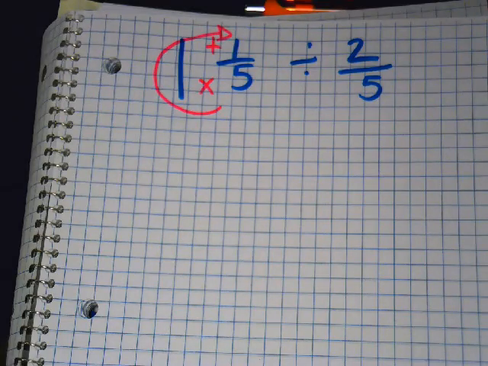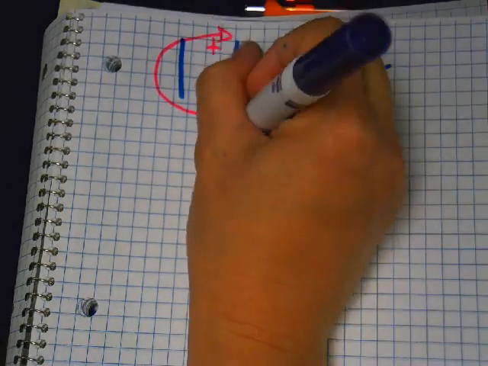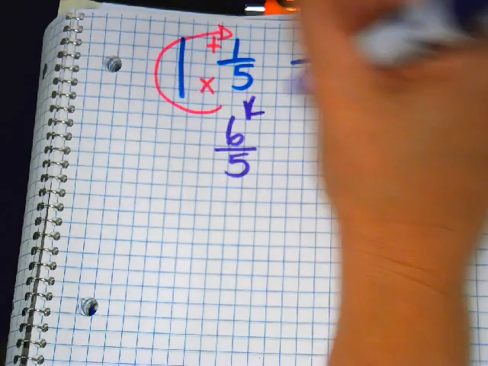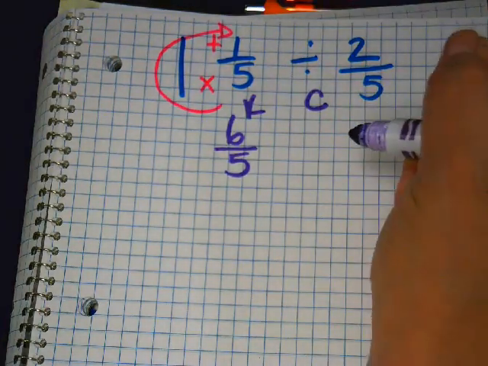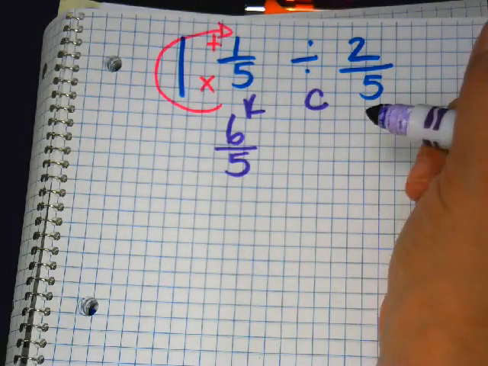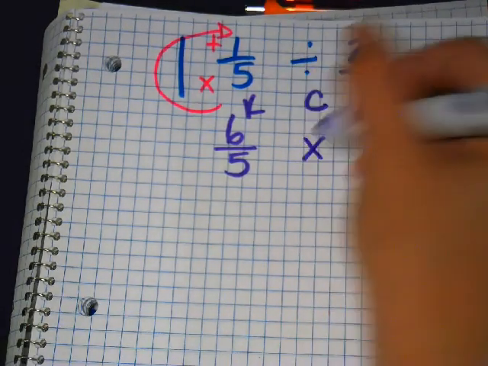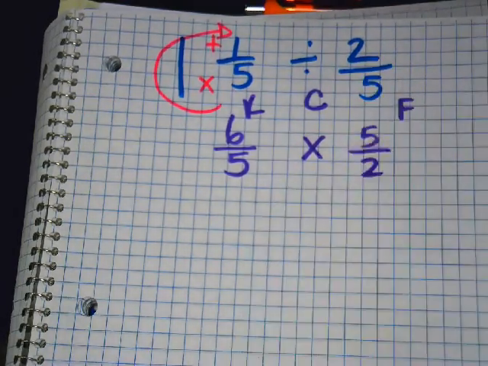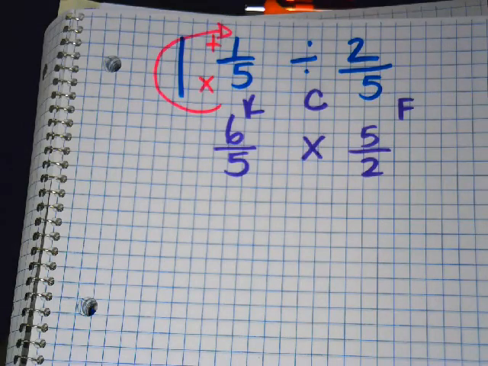All right, 5 times 1 plus 1 is 6. So remember, 6 over 5. Keep, change to what? Multiply. Now flip to what? 5 halves. 5 halves, 5 over 2.